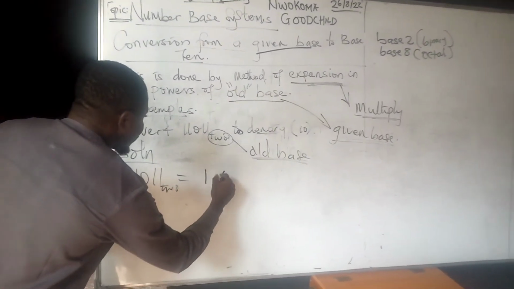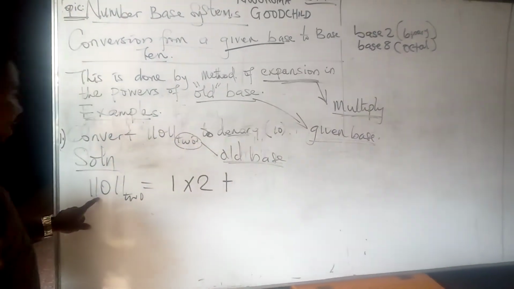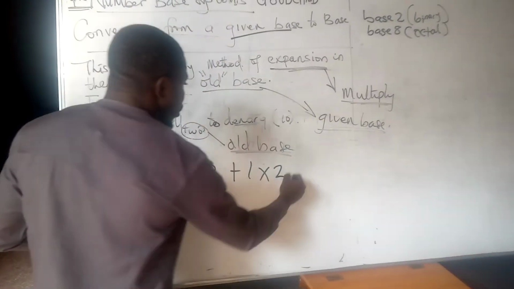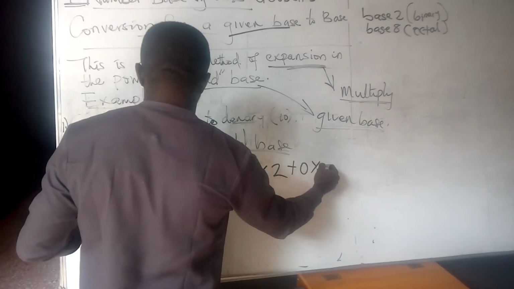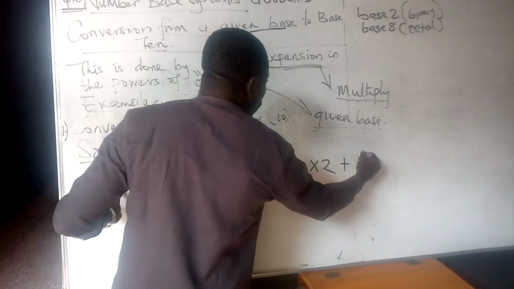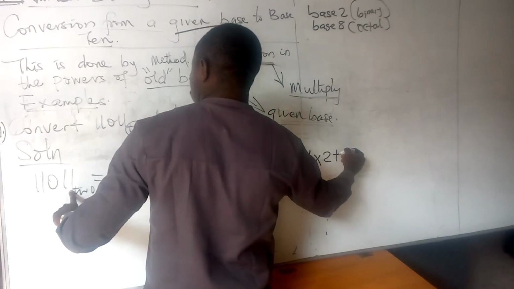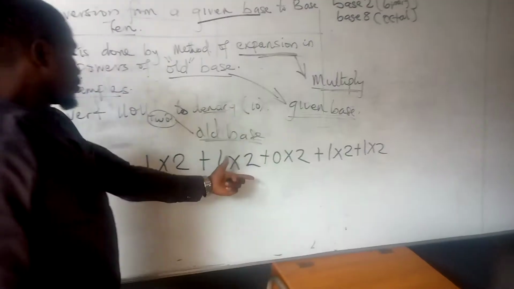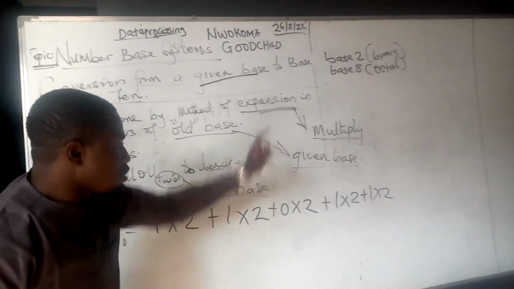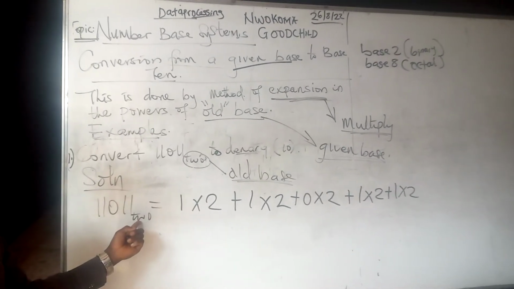Now, to do this, we are going to start from here. 1 times 2, this 2 is the old base, plus this one again, 1 times 2. The next thing here, we have 0, plus 0 times 2. The next one we have here is 1, plus 1 times 2. The next thing we have here is plus 1 times 2. Now, we have done expansion. This thing that we achieve here is what we call expansion, by multiplying the old base, which is the given base.